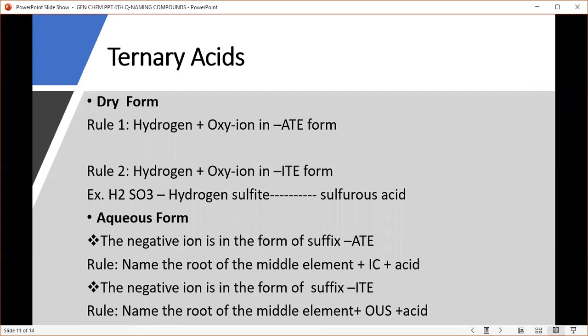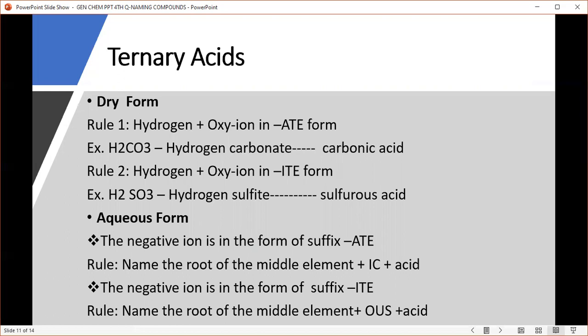Now let's go to our ternary acids. Our acids are of course made up of hydrogen and a polyatomic ion. A polyatomic ion is also known as an oxy-ion. So our ternary acids.